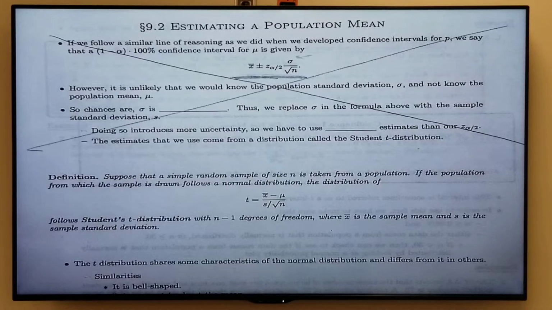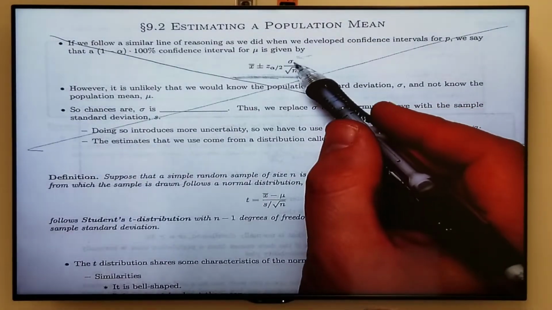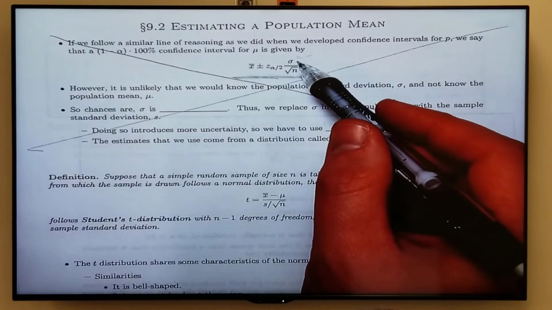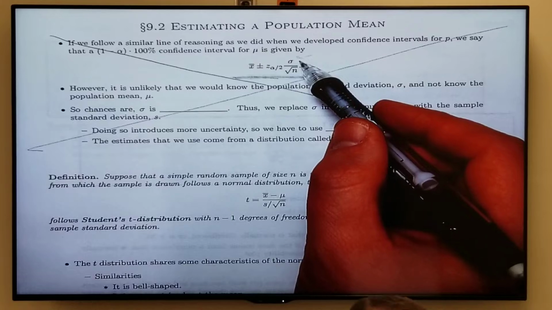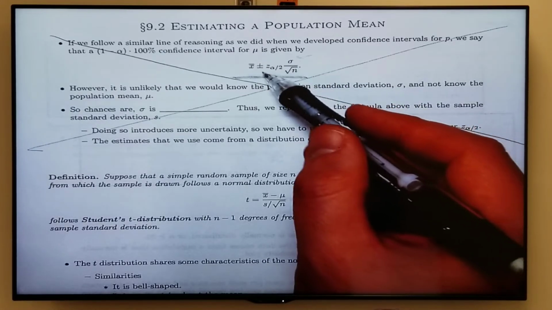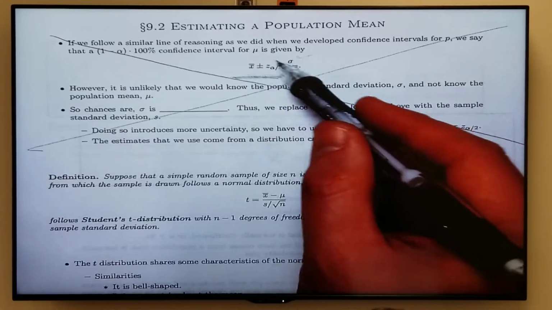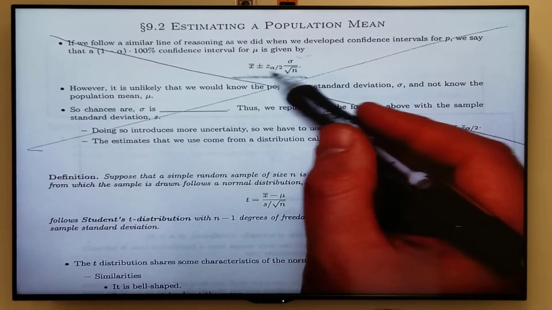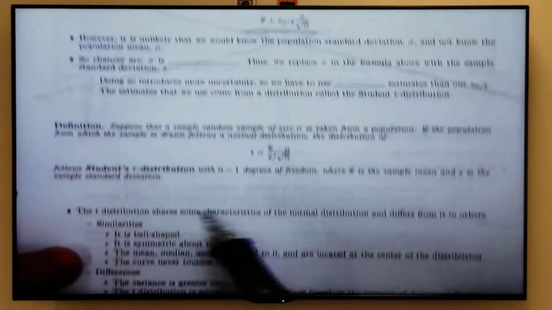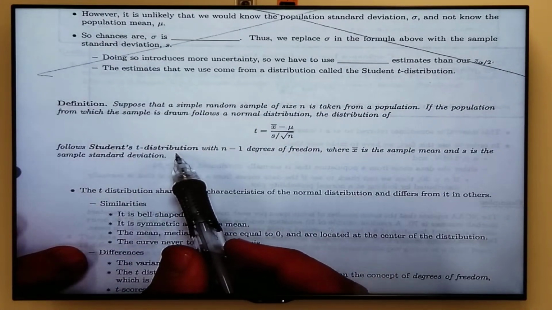What we are going to do is use the sample standard deviation instead of the population standard deviation. That's going to introduce more uncertainty into our calculations, and so we're going to need larger critical values to compensate. So instead of using critical values from the normal distribution, we're going to use critical values that come from a distribution called student's t distribution.